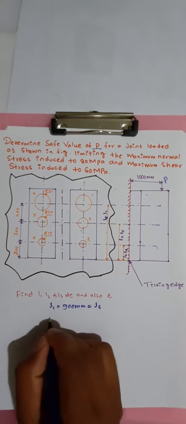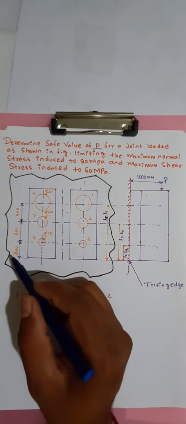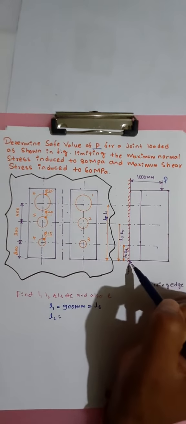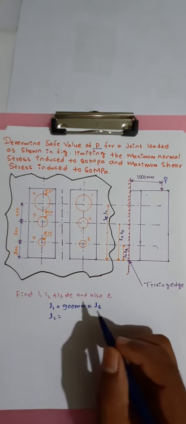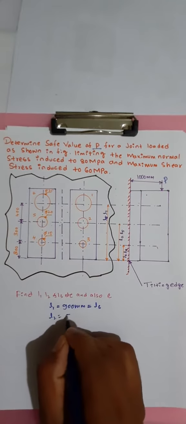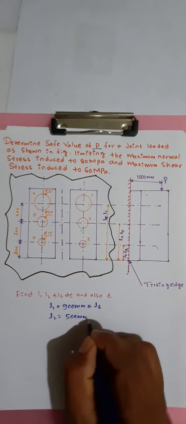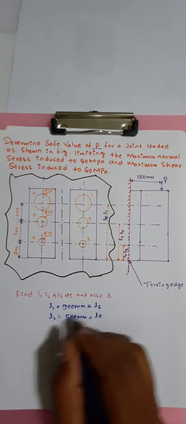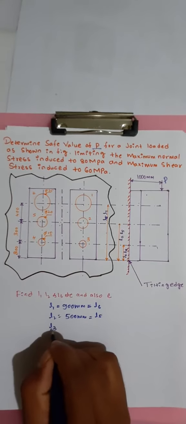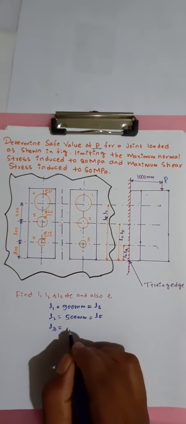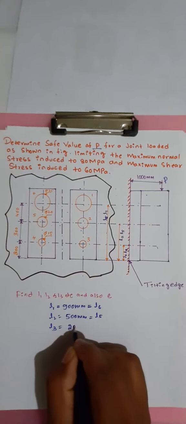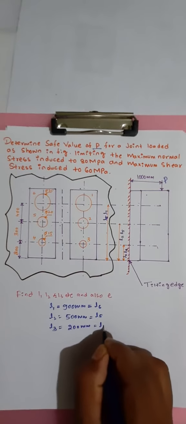In the same way, we need to find L2. L2 is nothing but the distance from the tilting edge to rivet number 2. Rivet number 2 as well as rivet number 5 are on the same axis. You can see that 200 plus 300, so we get L2 is equal to 500 mm. L2 is also equal to L5. Next, L3: the distance from the tilting edge to rivet number 3 and rivet number 4, which are on the same axis, so L3 is equal to L4. That is equal to 200 mm.